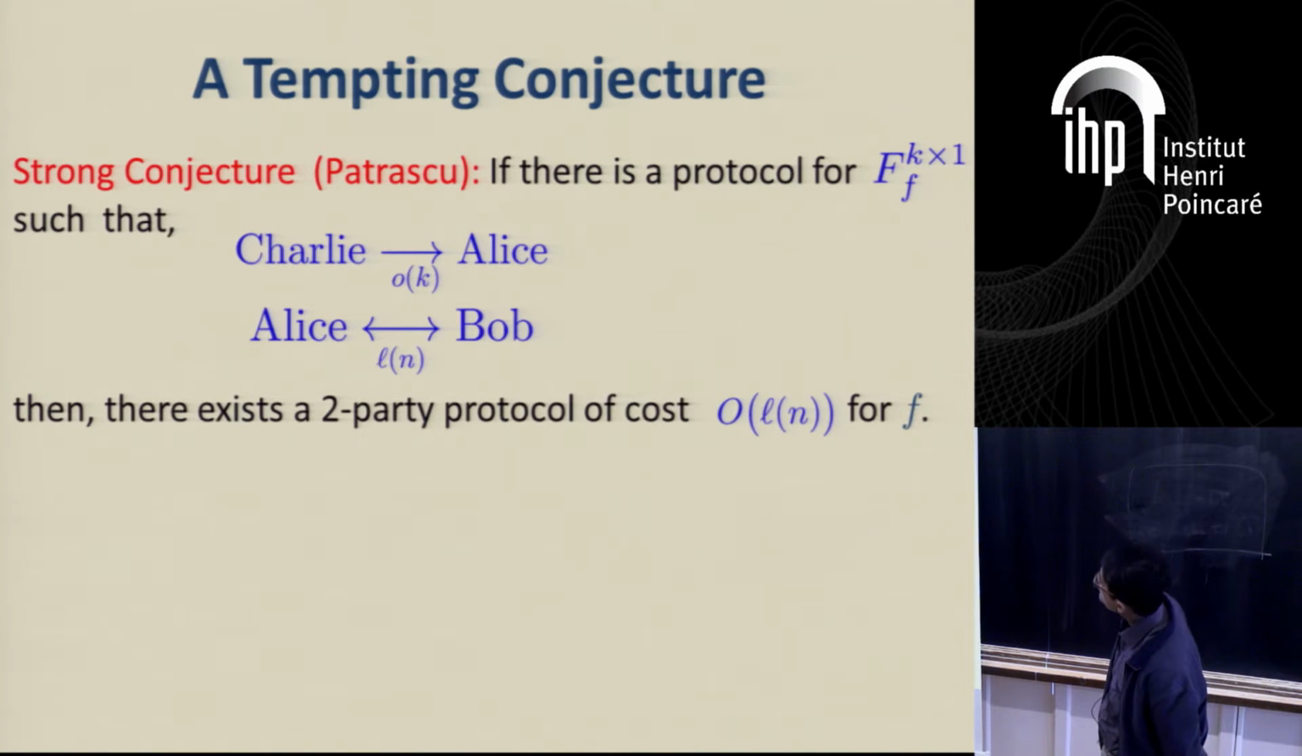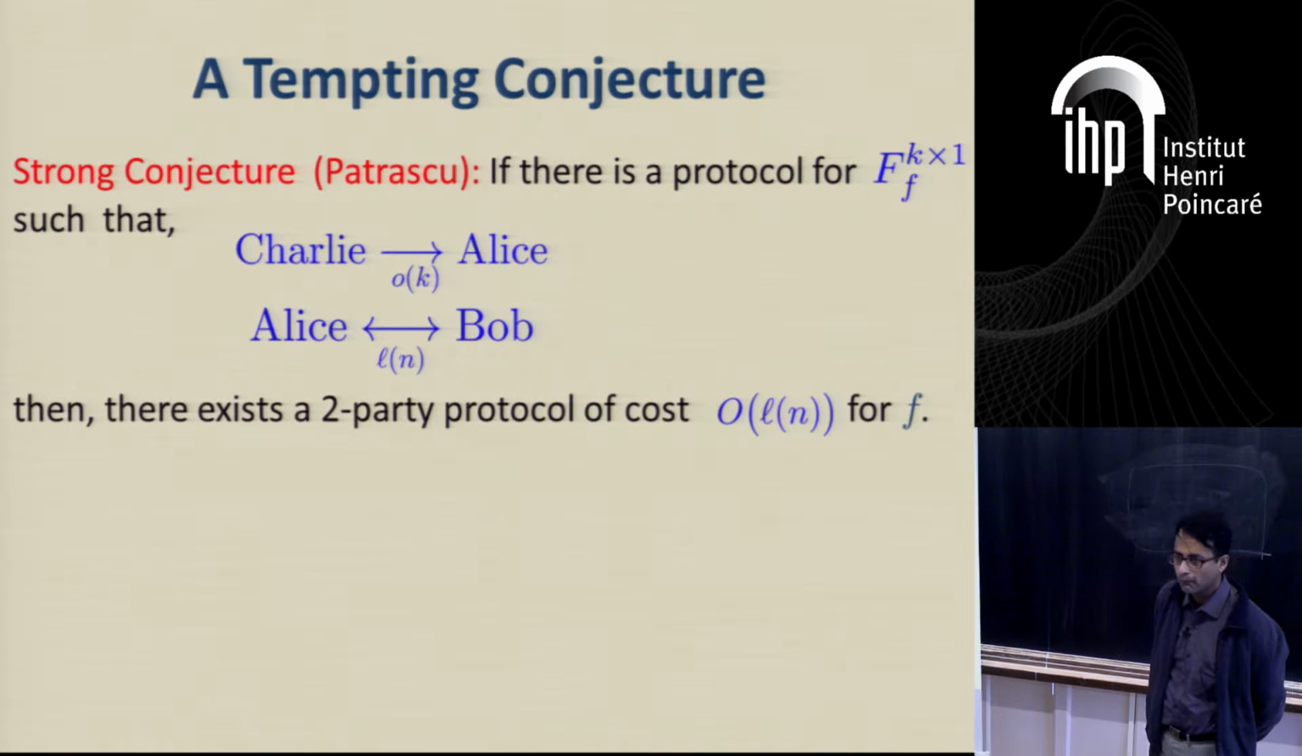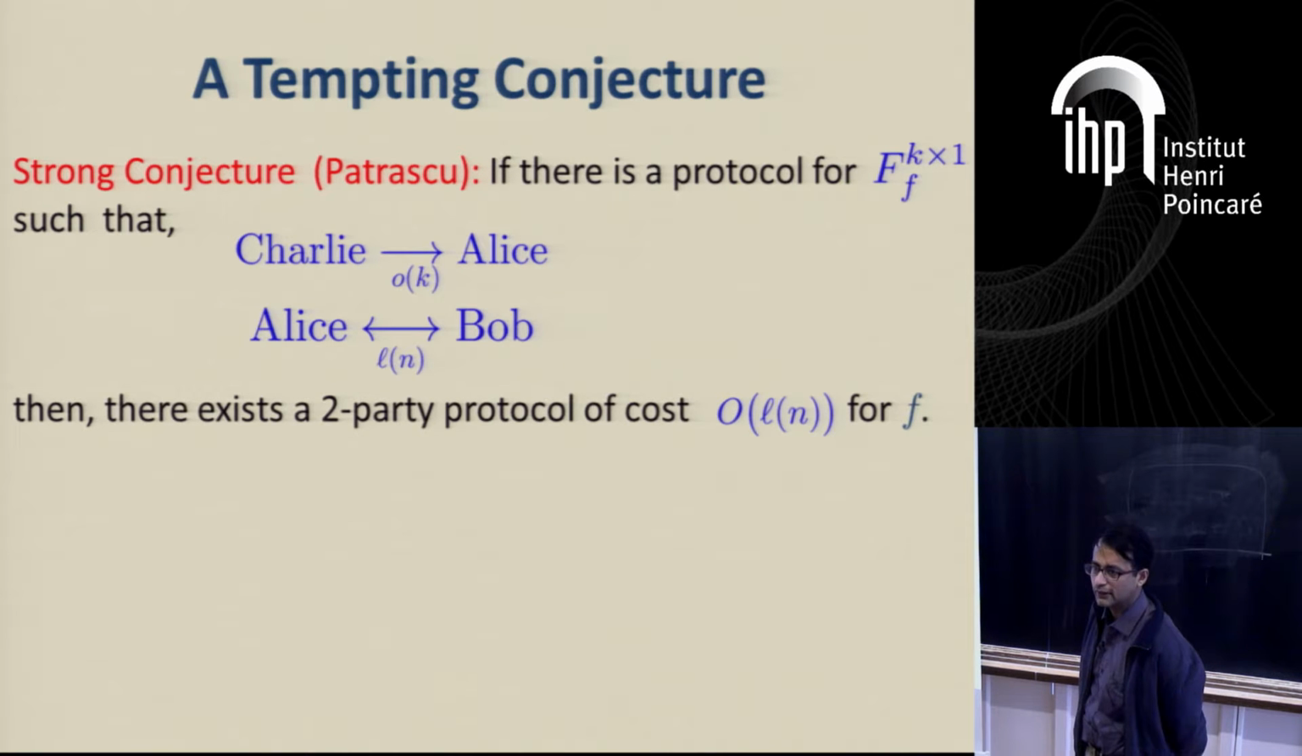Okay, so here's the next conjecture that Patrascu made in the same paper, which seems very strong, but it's also very tempting. Okay, which is the following. There are two ways he strengthens this conjecture. One is that now he not only talks about the set disjointness problem, but he talks about any problem in general. Okay, so notice that I have an arbitrary f, and if there is a protocol in the advice version where Charlie sends very few bits of advice, so little o of k, that's Charlie's advice.